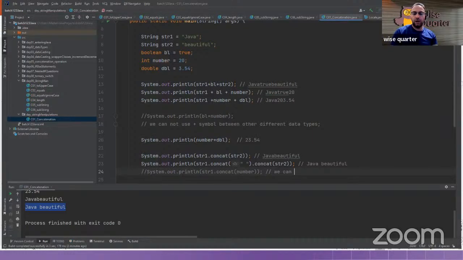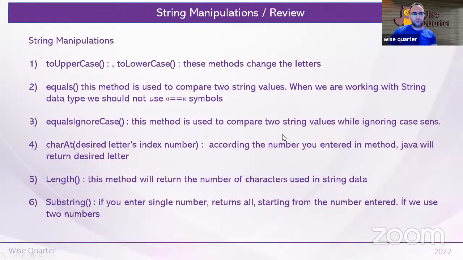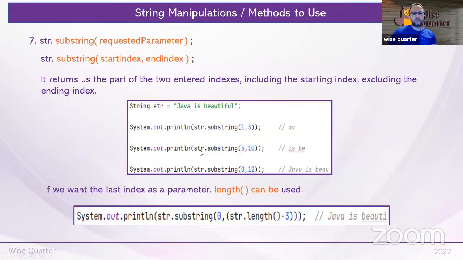I want to enter and explain it here. We can use this method only for string data type. That's all. We cannot use other data types. So I think it's enough for this one. Let's review it from the slide. Oh, where we are. Oh, yes.